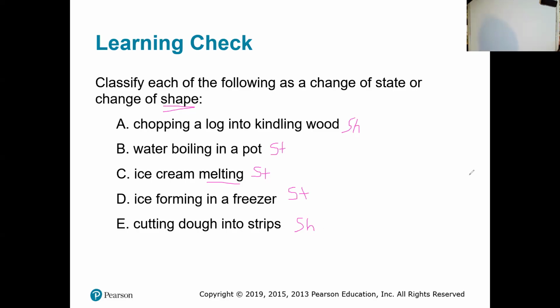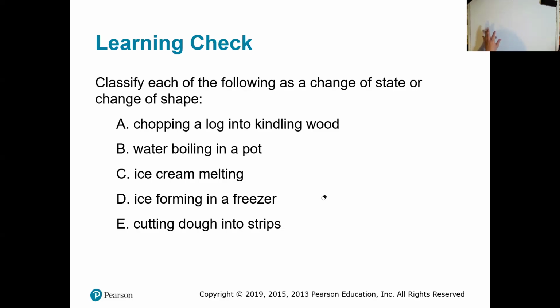I know that for some of these, when you're thinking about ice cream melting, you're like, well, my ice cream melted and it also changed its shape as it melted. If you have a shape change that's happening because the physical state of your substance is also changing, then what you're looking at is a state change. If the state change causes a shape change, then you have to call it a change of state.